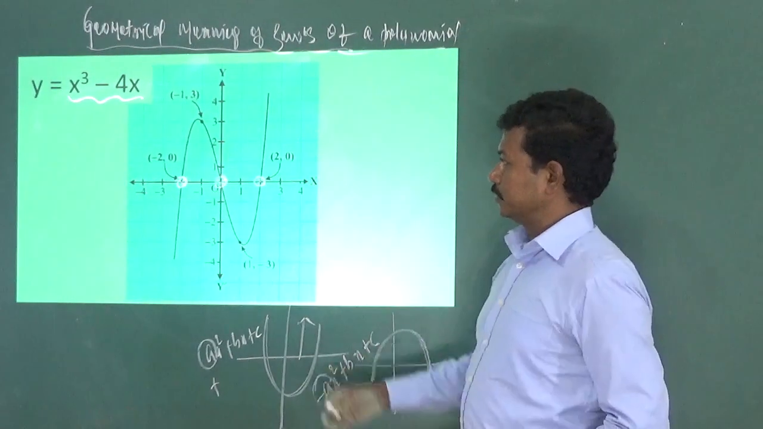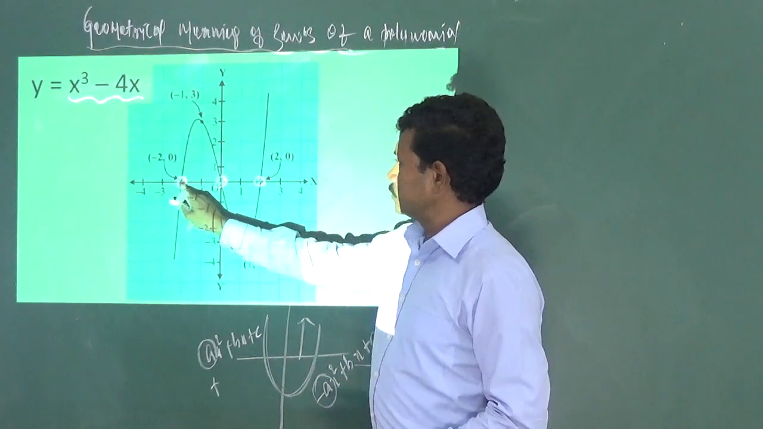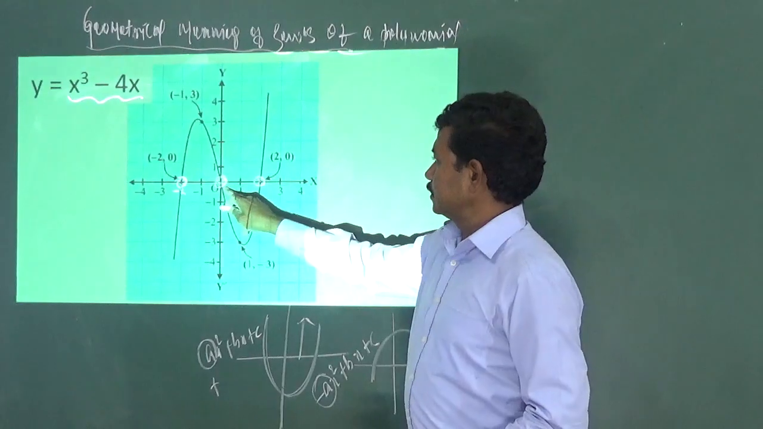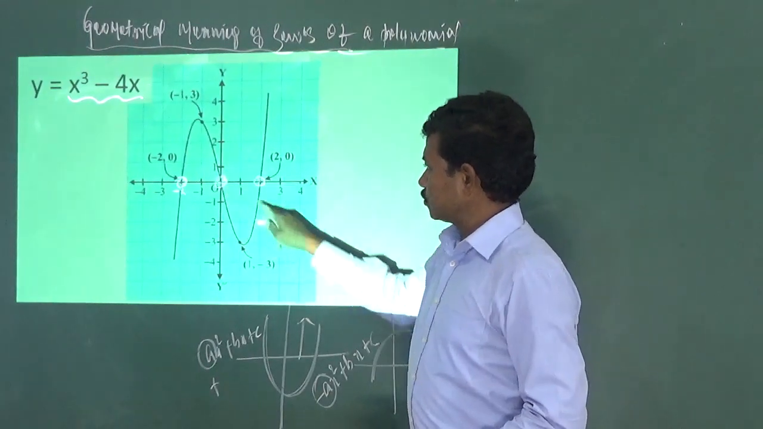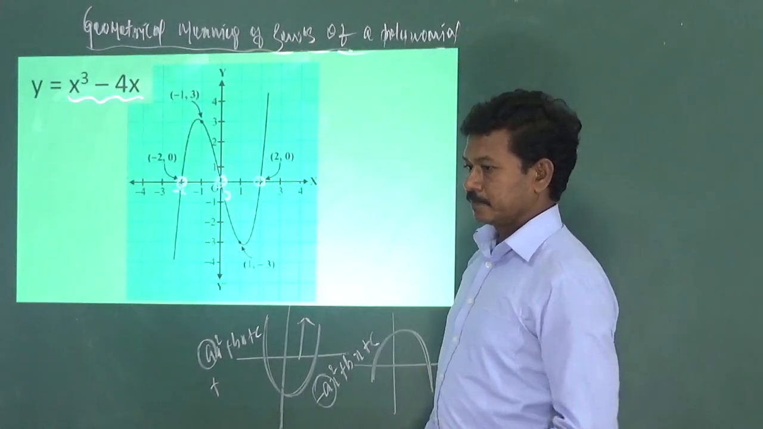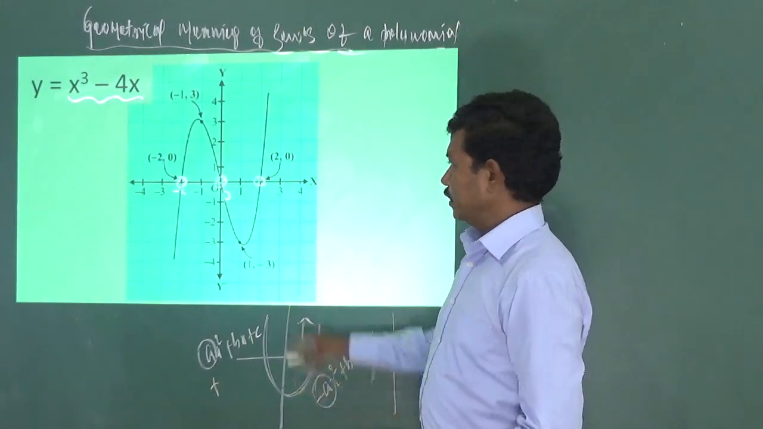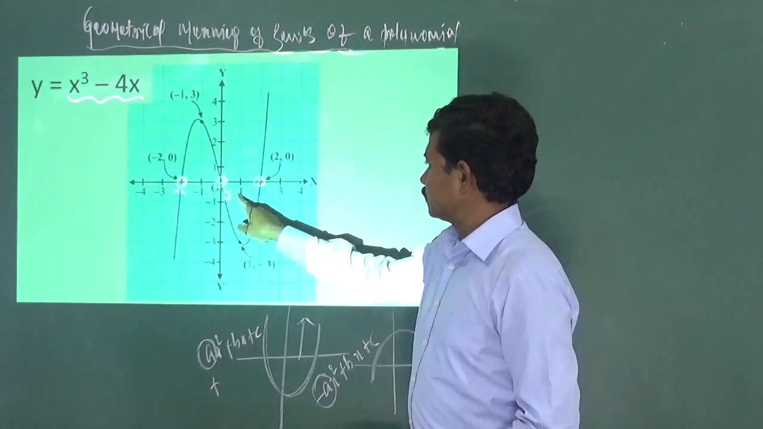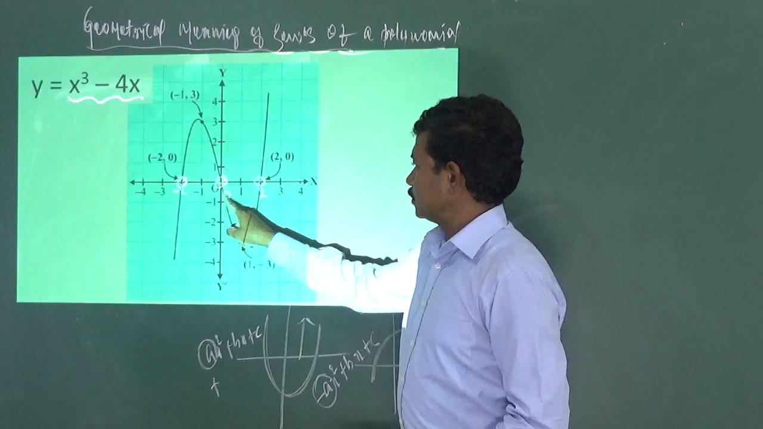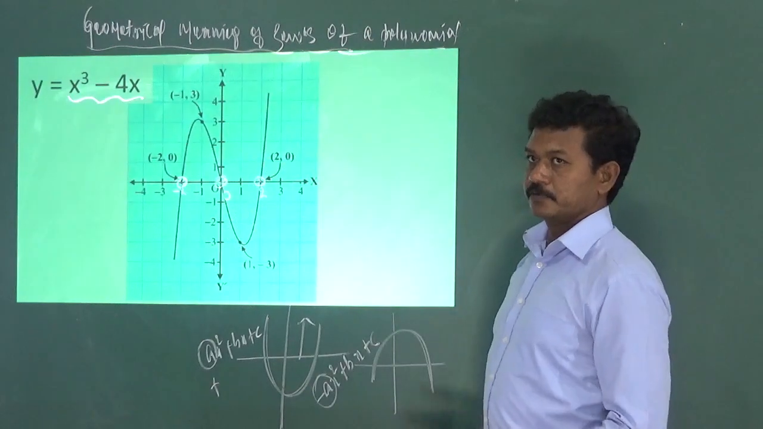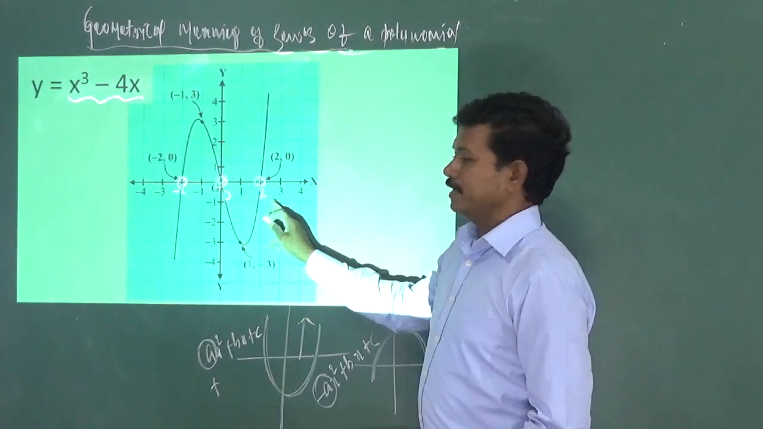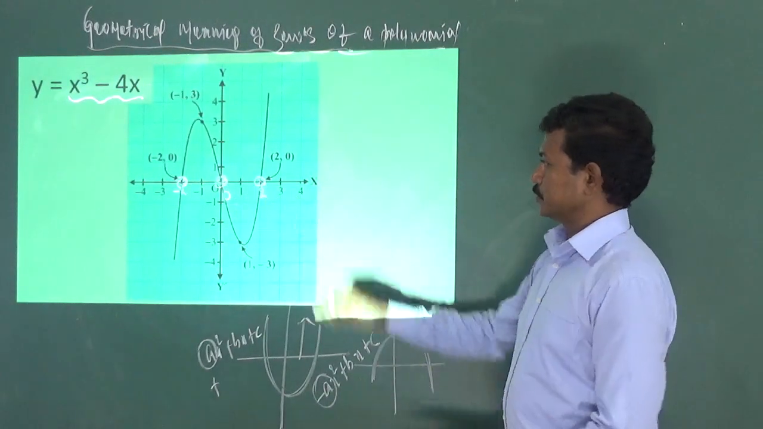So can you identify the 3 zeros? This is minus 1, so this should be minus 2 here. The graph is passing through the origin. So therefore another zero is 0, and the third zero is, this is plus 1 and this is plus 2. So there are 3 zeros for the cubic polynomial x cube minus 4x, that is minus 2, 0 and plus 2. These are the 3 zeros. Okay, next.